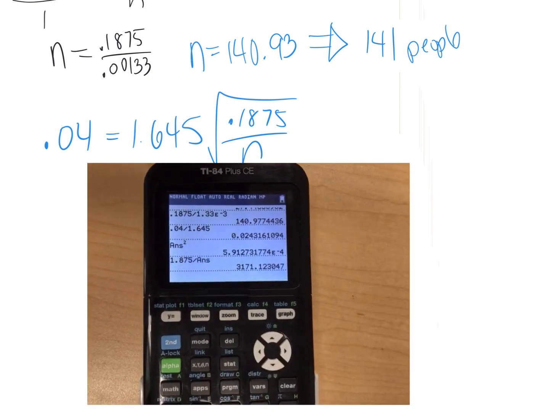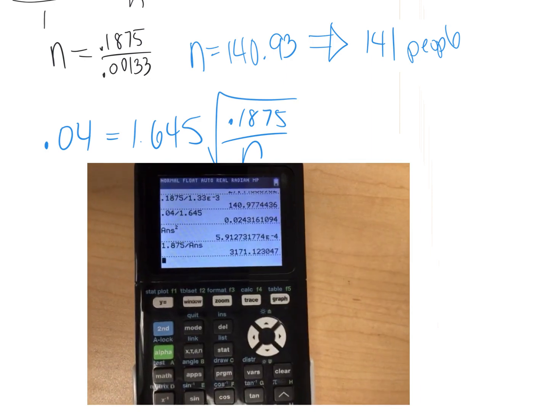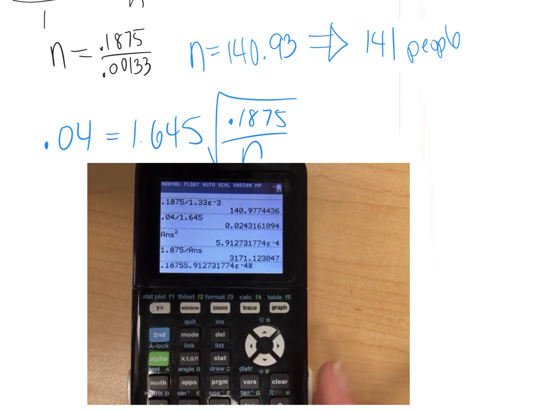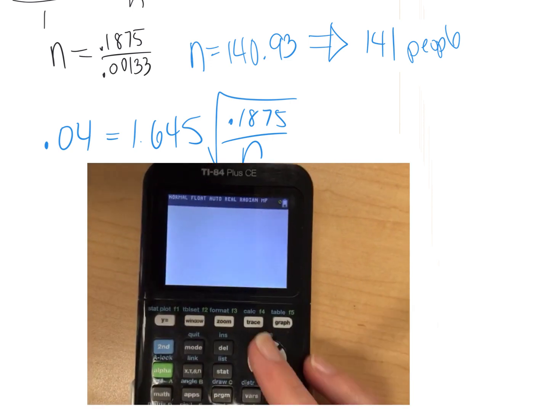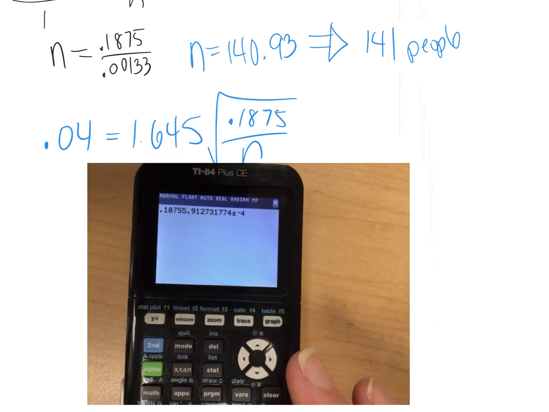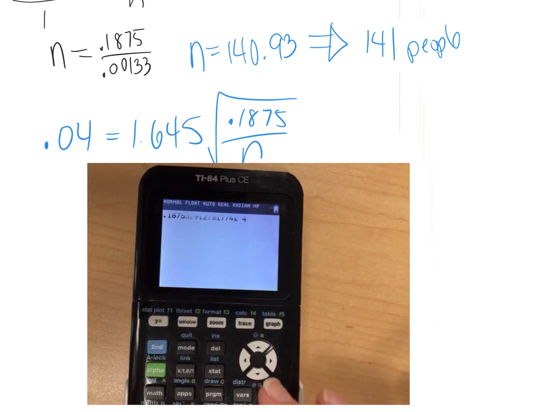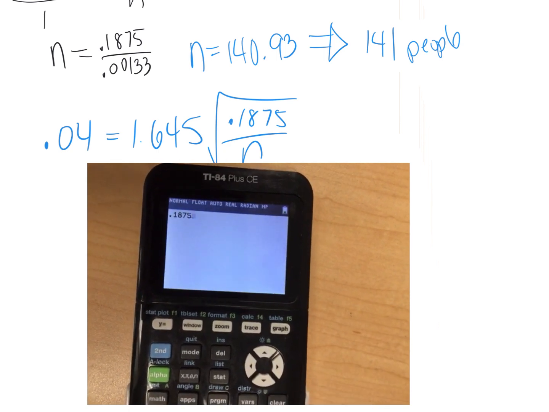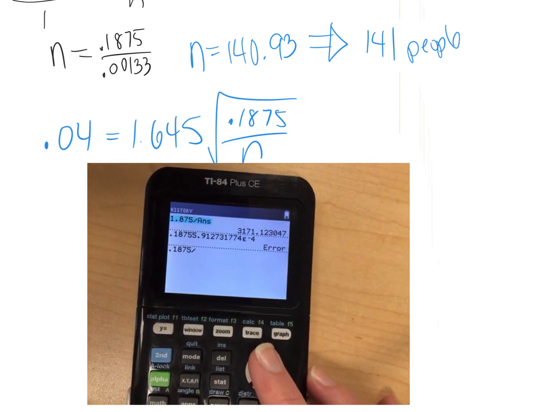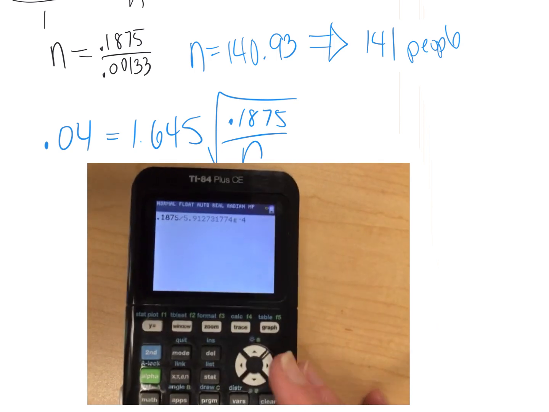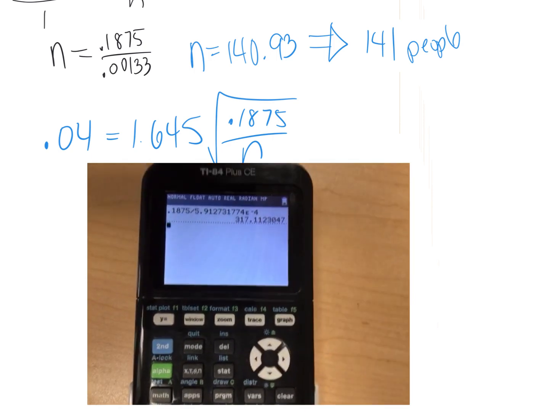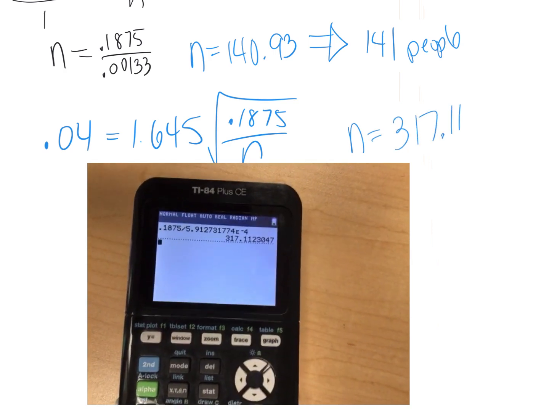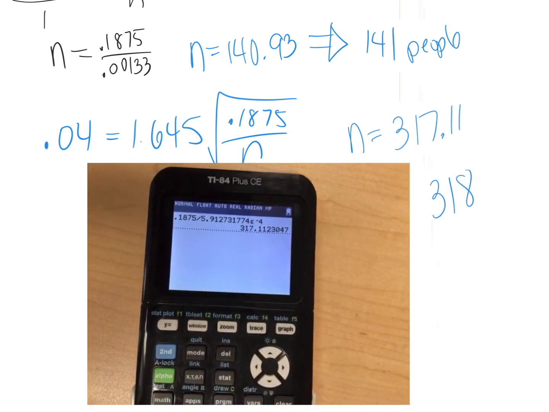And I got 3,171. 0.1875, sorry. Oh my goodness. Okay, hold on. 0.1875 divided by this. Enter. There we go. 317.11, 318.